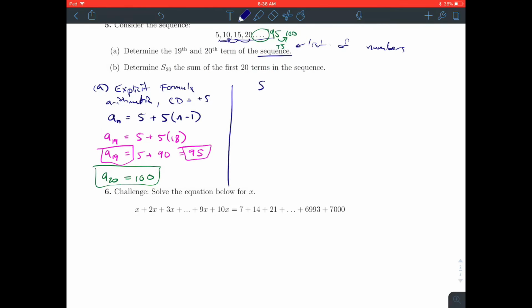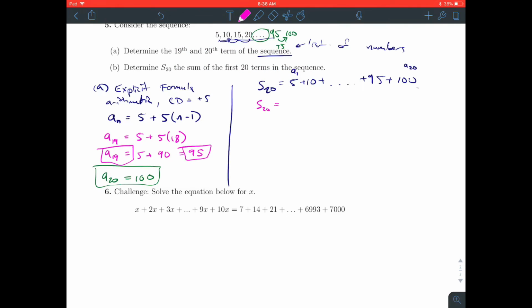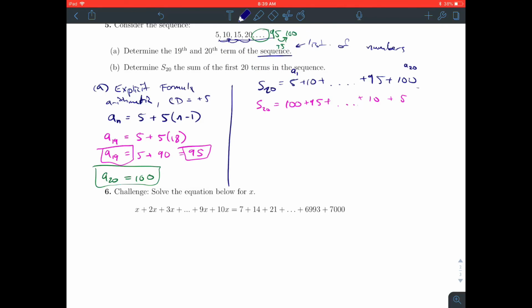So let's write it out. S sub 20 is equal to 5 plus 10 plus all the way up to 95 plus 100. And because this is a sub 20 and this is a sub 1, we can see that there are 20 terms in this sum. Similar to what we saw before, the sum would be the exact same if we wrote it backwards. So let me, in pink, write the sum backwards. So it'll be 100 plus 95 plus all the way down to 10 plus 5.